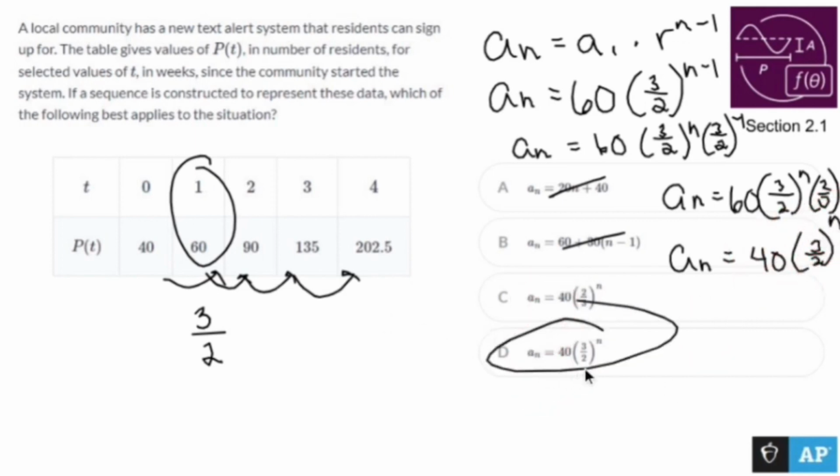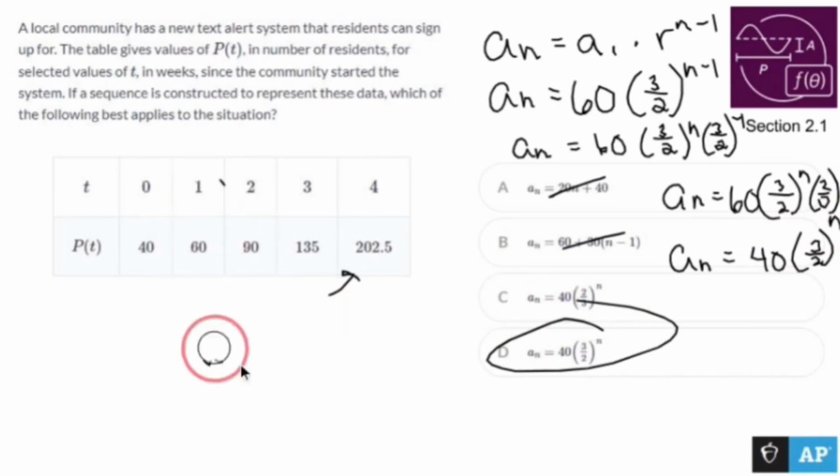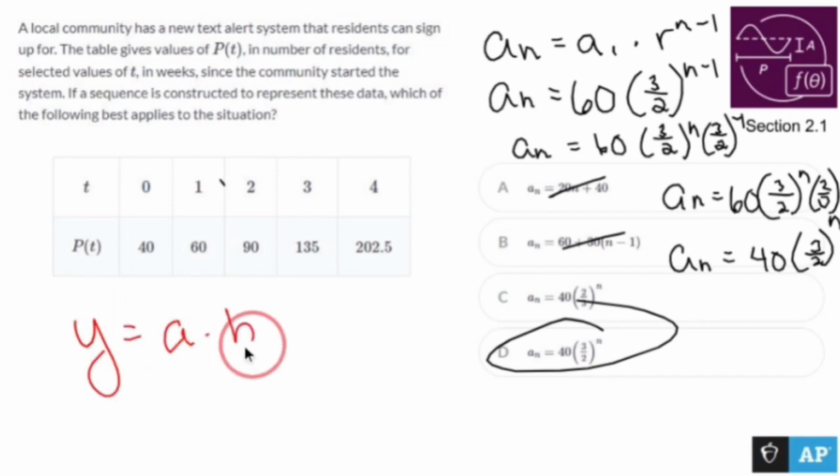Now, maybe I did too much. And some of you might be like, sir, didn't we also learn that an exponential function looks like this? Y equals a times b to the x. B is your common ratio, so you already knew it was 3 over 2, which automatically eliminates the 2 over 3 option. And isn't a what this whole thing would be if x is 0, so 40?